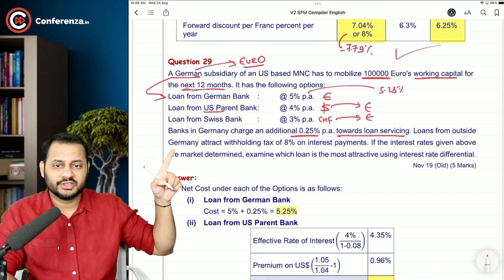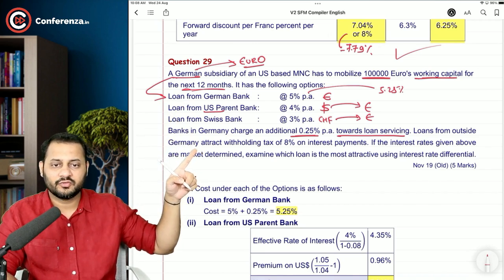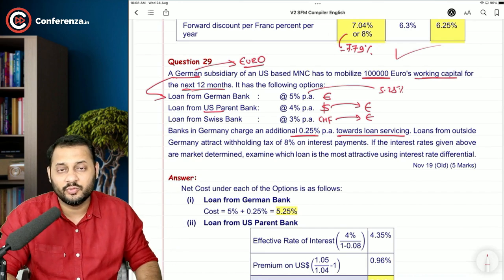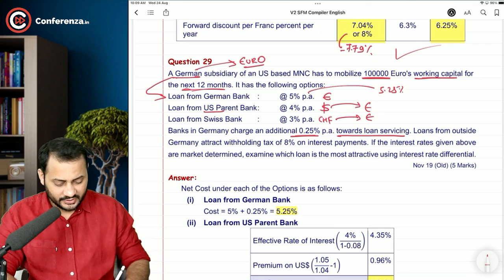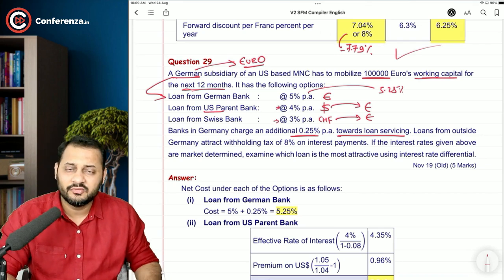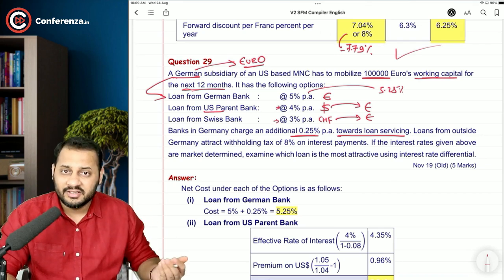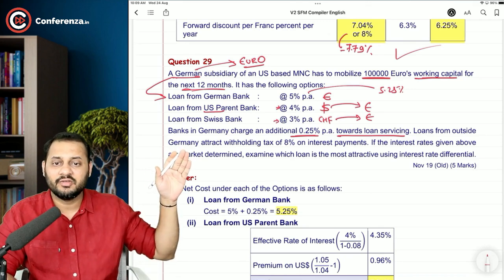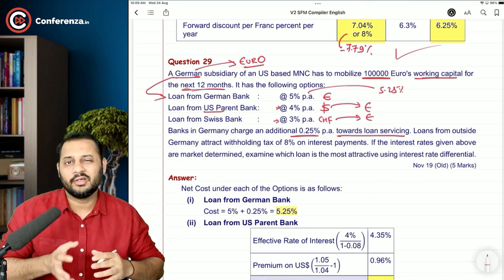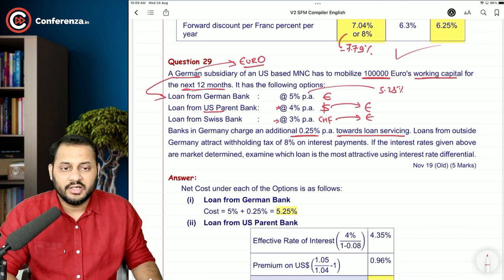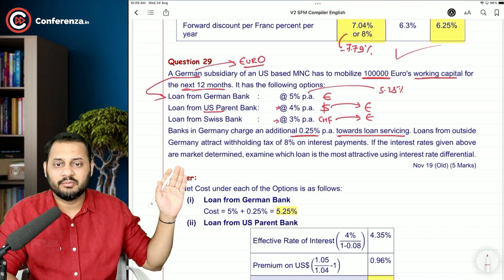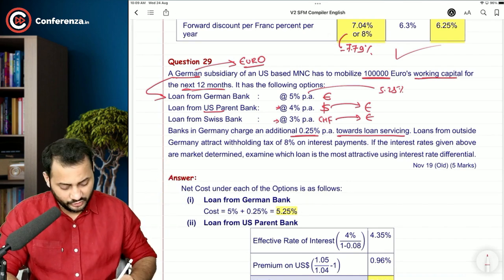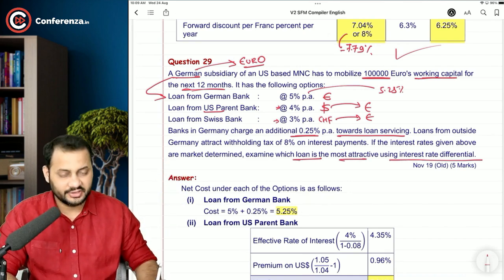Loans from outside Germany attract withholding tax of 8% on interest payment. How to treat this? Interest payment means this 4% and this 3% is itself an interest. So 8% on that will be the tax. So we will have to pay a little more towards it. If the interest rates given above are market determined, examine which loan is the most attractive using interest rate differential.